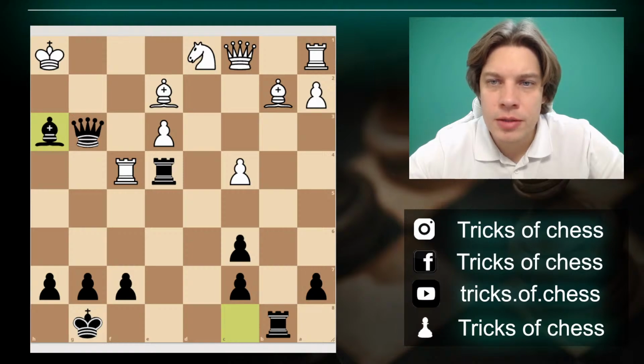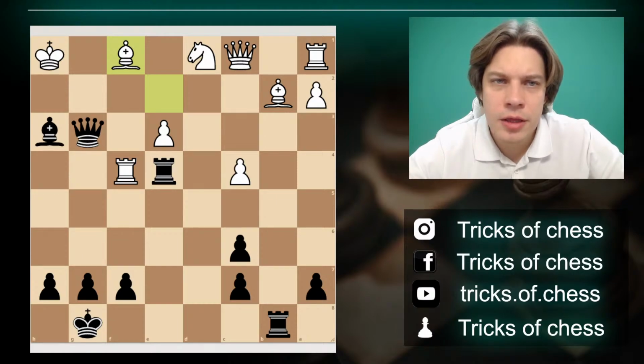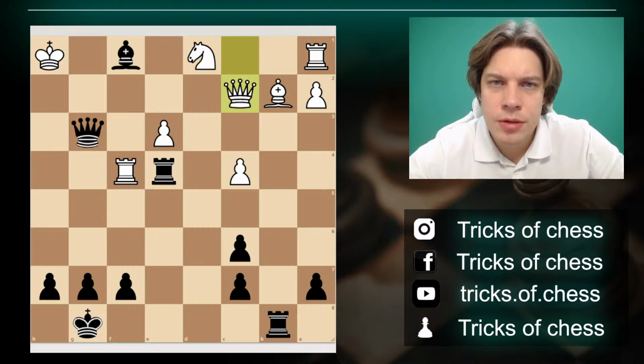Maybe bishop f1. No, then it's up to you. You may take on f1. You may play queen e1. Yeah, I think just taking there is good. For example, queen goes to c2, and this is where you can play rook e6 and get the material back.